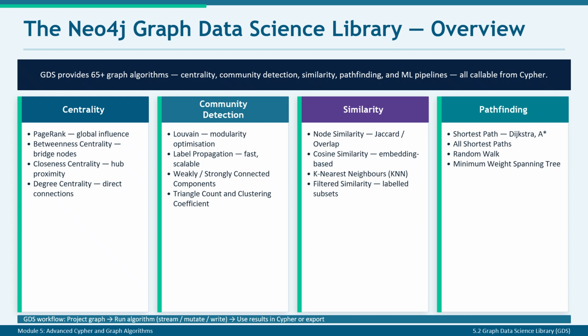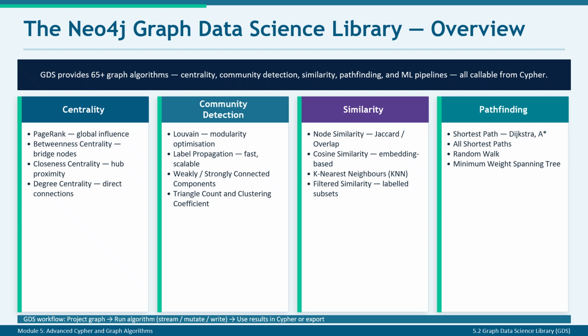Similarity algorithms find nodes that look alike based on their connections or embeddings. Node similarity uses the Jaccard coefficient, shared neighbors divided by total neighbors. KNN uses embedding vectors for cosine similarity.